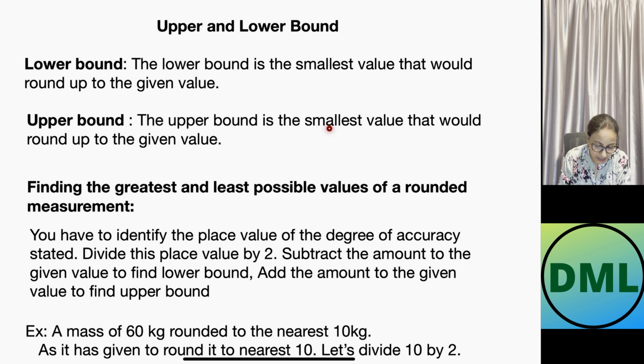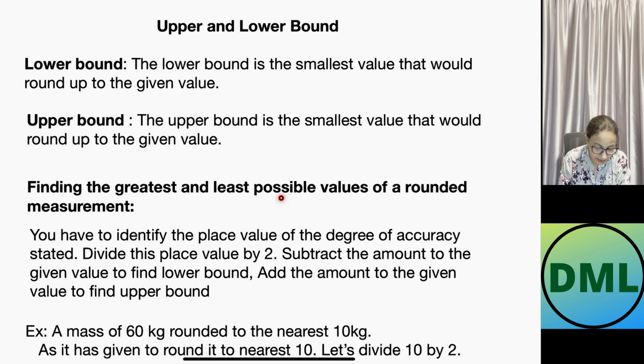Upper bound. The upper bound is the largest value that would still round to the given value. It means that this is the value you have to take, which is the higher value, which will still be rounded off to the given value. That is your upper bound.